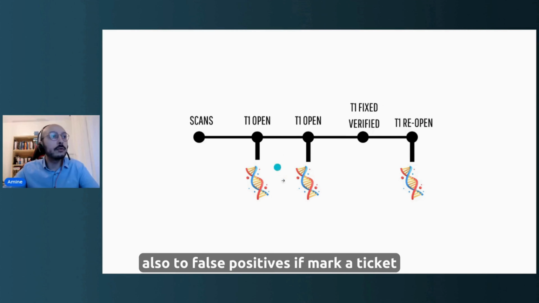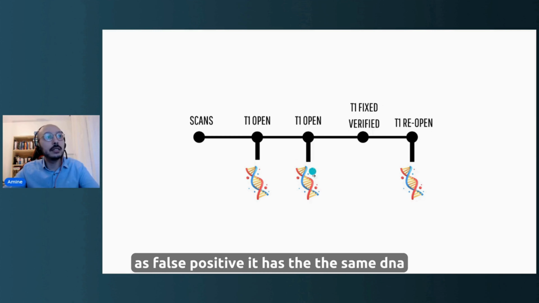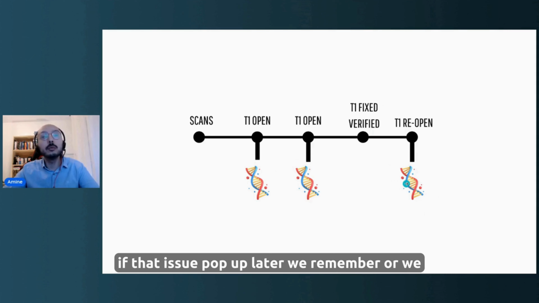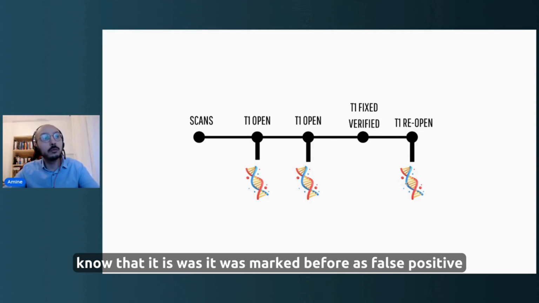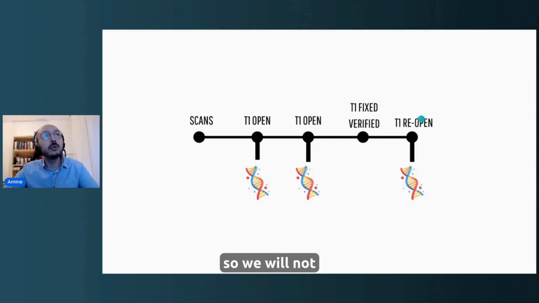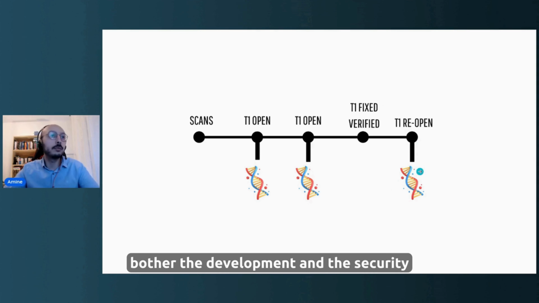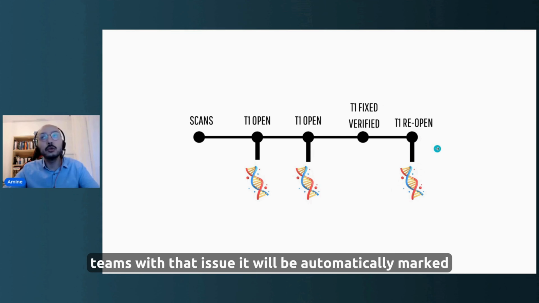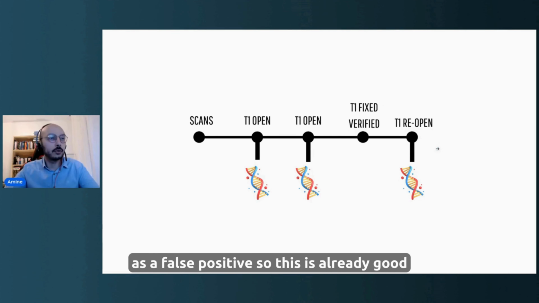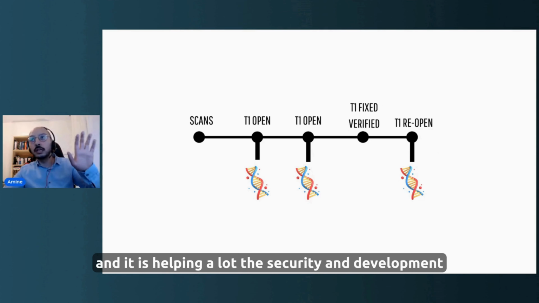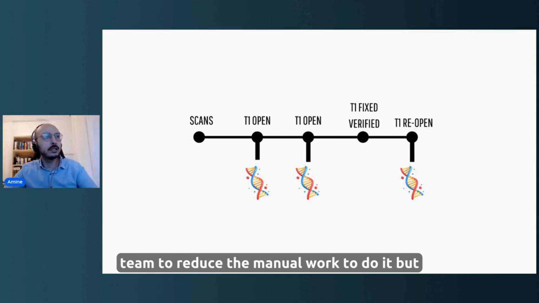It goes also for false positives. If I mark a ticket as a false positive, it has the same DNA. If that issue pops up later, we know that it was marked before as a false positive. So we will not bother the development and the security teams with that issue. It will be automatically marked as a false positive. So this is already good, and it is helping a lot the security and development teams to reduce the manual work. But how can we make it even better?